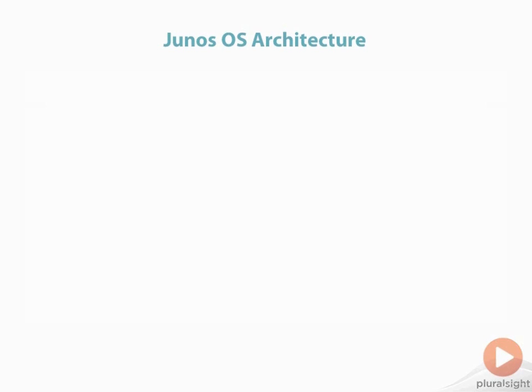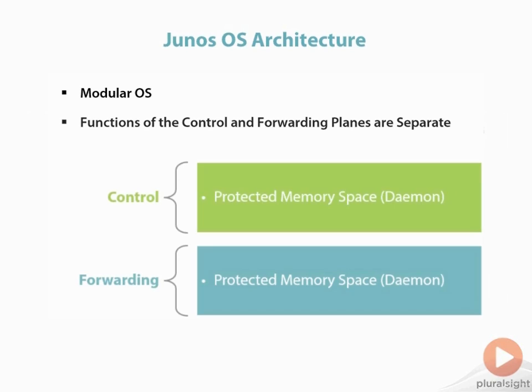As I mentioned in the last video, the Junos OS software is based on the FreeBSD kernel. This gives Junos a very stable, Unix-like operating environment. I mentioned that the Junos OS is a modular system. What we mean when we say that the Junos OS is a modular OS is that the functions of the control and forwarding planes are separate from each other in their own protected memory space, or daemons. This is something that was unheard of before Junos hit the router market.